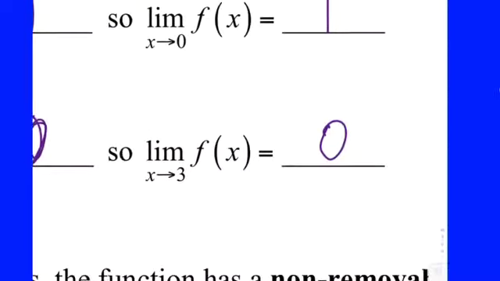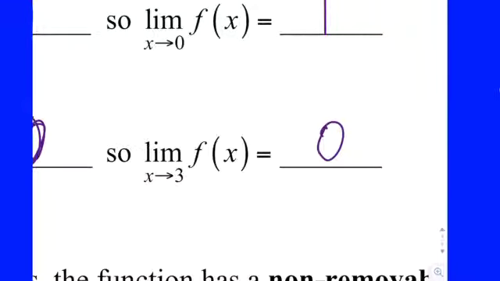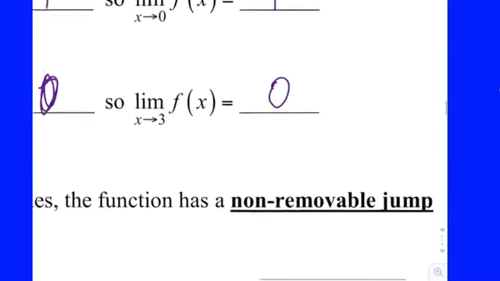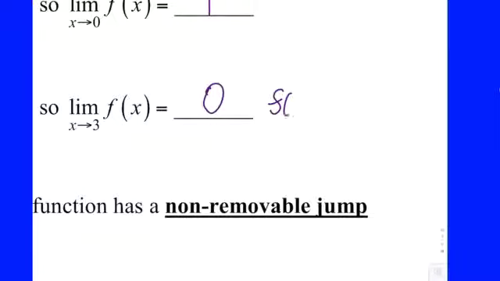And again, remember, this tells us nothing about continuity. It only tells us the roads are in place. It possibly could be continuous. The roads are pointing at each other. To determine continuity, we need to determine what the function value is.